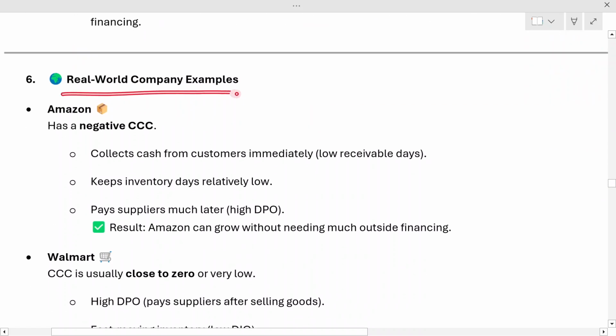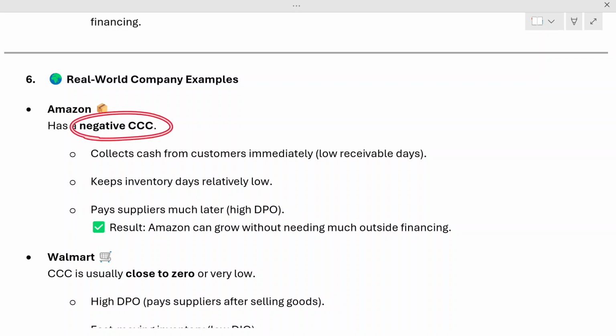Now how do real world companies use it? Amazon generally has a negative cash conversion cycle. Basically Amazon collects cash from customers immediately, and then in the future they get suppliers on delayed payment. So basically they are much better.